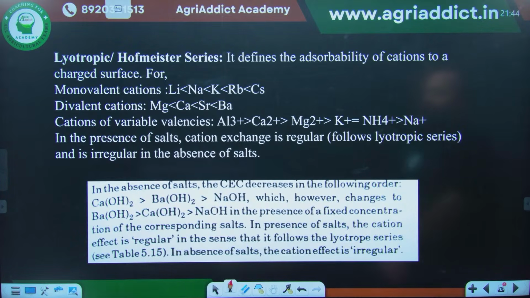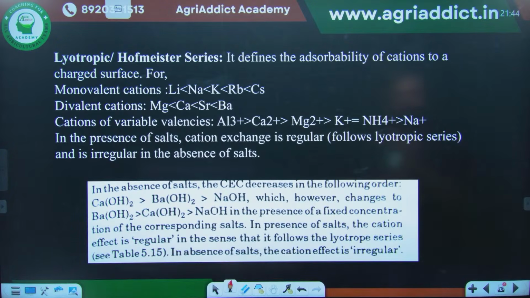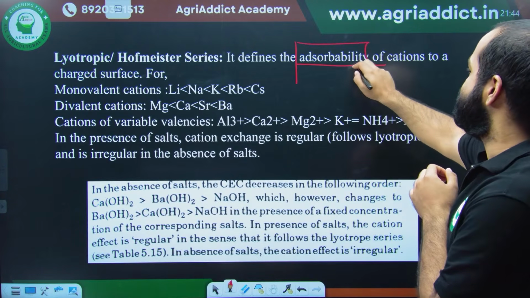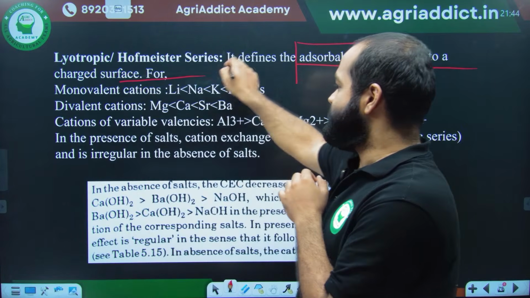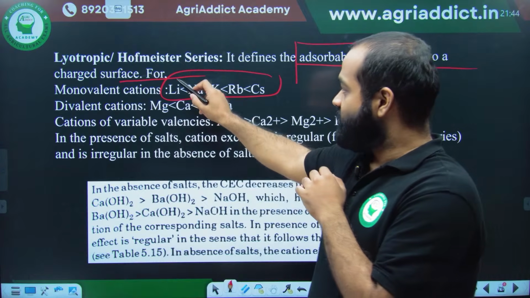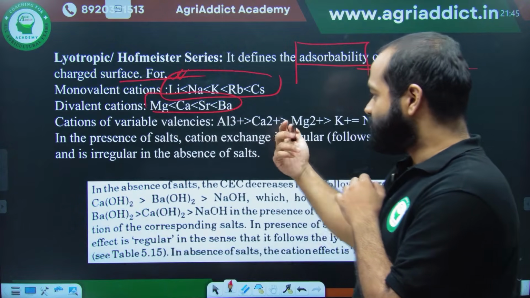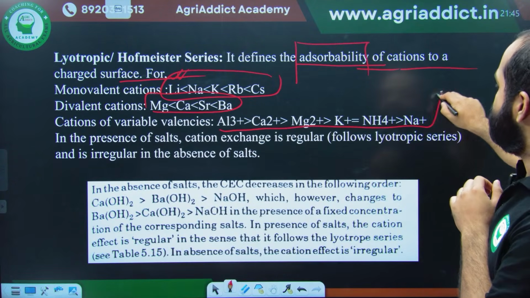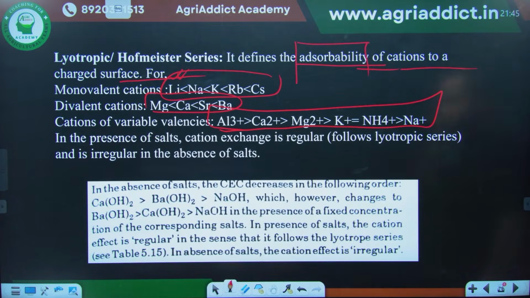Finally, we have come to the lyotropic series after so long. It defines the adsorbability of cations to a charged surface. We talked about this in the first phases of the class also. It defines the adsorbability of cations to the charged surface. So for monovalent cations, this is the one I already told you. Most dispersive is lithium. Then the divalent cations series, and of variable valency, all of you know, this is the perfect lyotropic series, also called Hofmeister series.